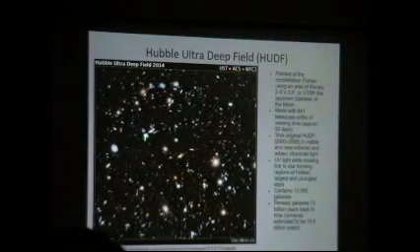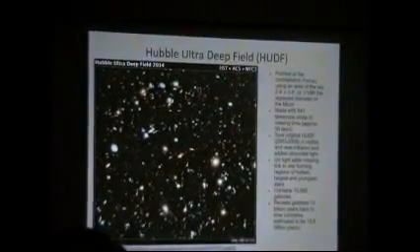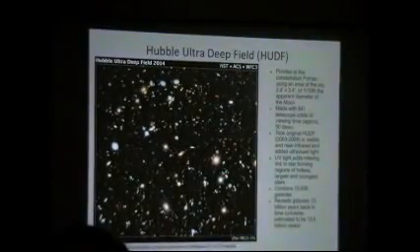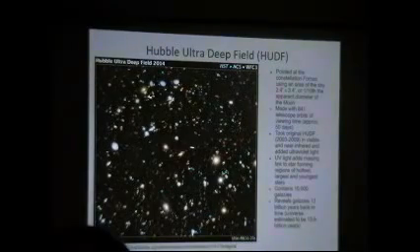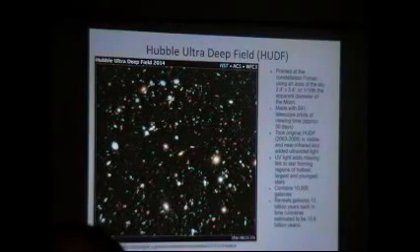Every little object you can see here is a galaxy, except probably a few stars here and there. I think this is a star. Anyhow, there are 10,000 galaxies just in this image. It's incredible what's out there.